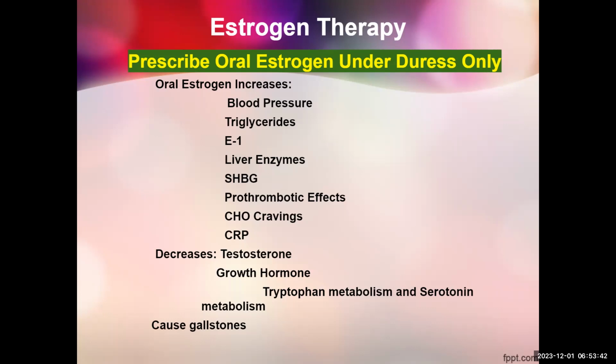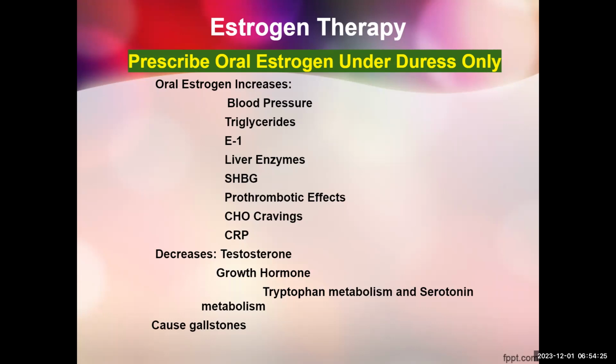Okay. So the estrogen therapy. So we've been through this before. We don't like oral estrogens. You get a lot of the same side effects with oral estradiol that you'll get with the synthetics: higher blood pressures, triglycerides, liver enzymes, sex hormone binding globulin, CRP, so that's your inflammatory marker, carbohydrate cravings, and you'll get decreases in growth hormone, testosterone, and tryptophan metabolism. So what do all three of those deal with? And also gallstones. You see all of these with bioidentical oral estradiol as well.